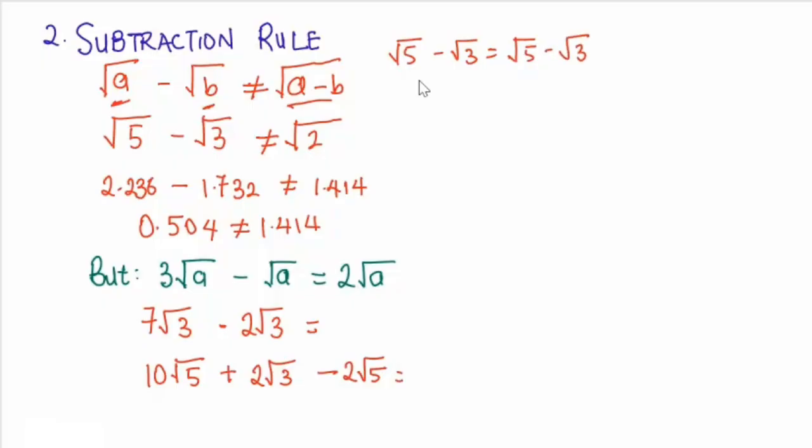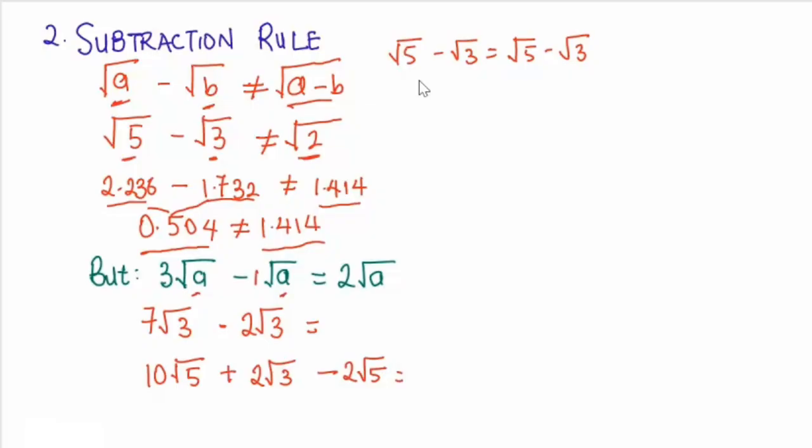So let's check if that's true. Now we have root 5 and we have root 3. Root 5 minus root 3 cannot give us root 2. So root 5 is 2.236, and then root 3 is 1.732. Now root 2 is 1.414. Now when you subtract these two, 2.236 minus 1.732, you end up getting 0.504, which is not equal to 1.414. So again, you cannot subtract different surds. But if they are the same, like we have in this case, root A and root A, they are similar. So we can subtract.